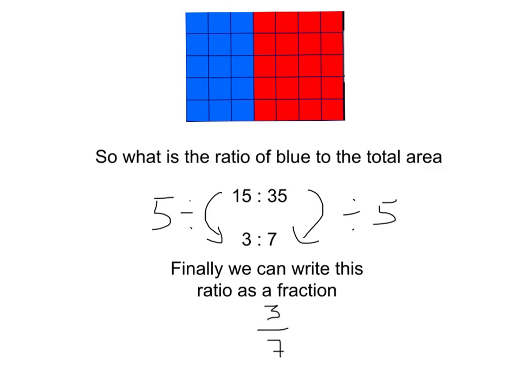Finally, we can write this ratio as a fraction. We can convert it into a fraction. So there are 3 blue squares out of a total of 7 squares, or it could be the same as 15 blue squares out of a total of 35. So 15 over 35, or as I've written down here, 3 over 7.